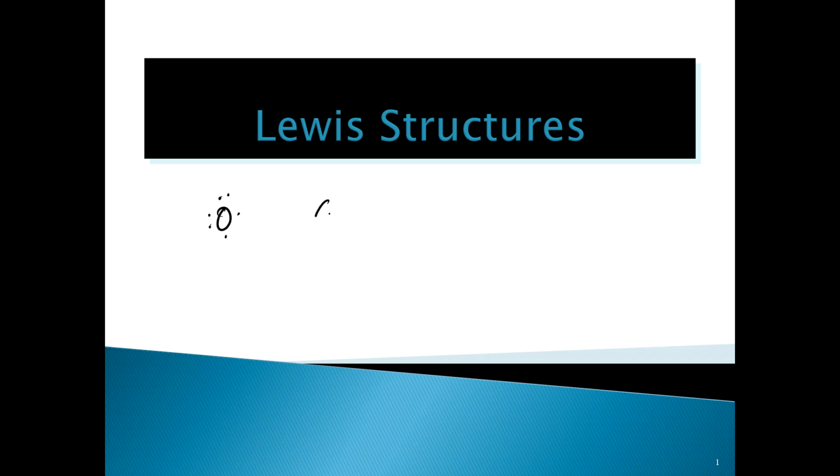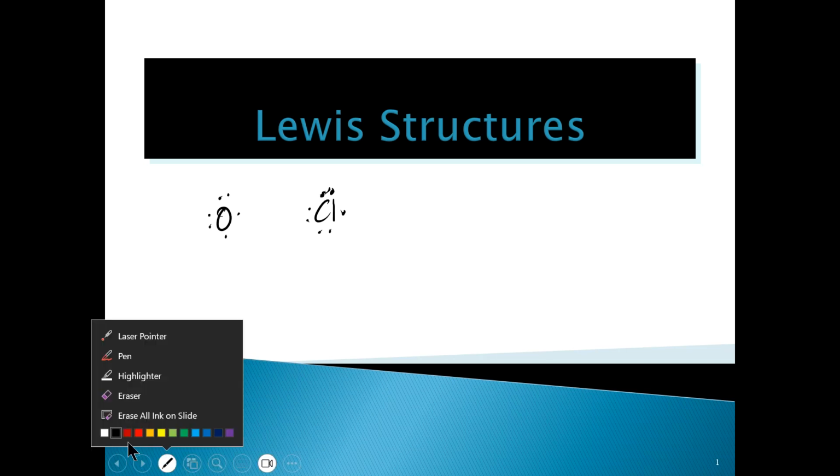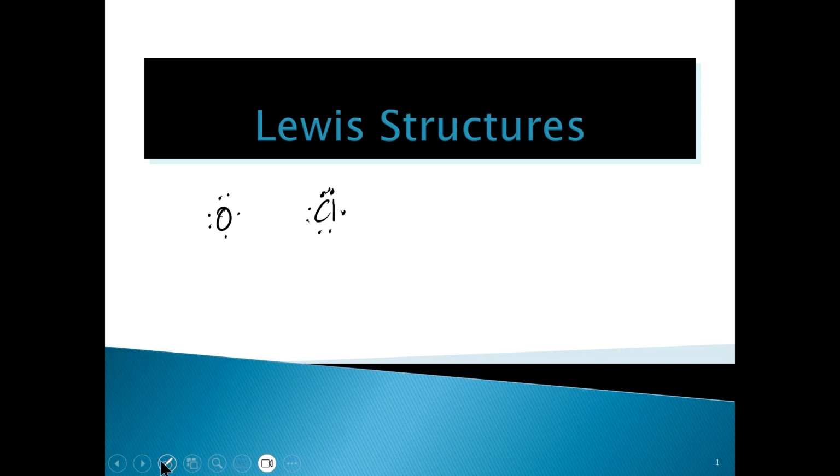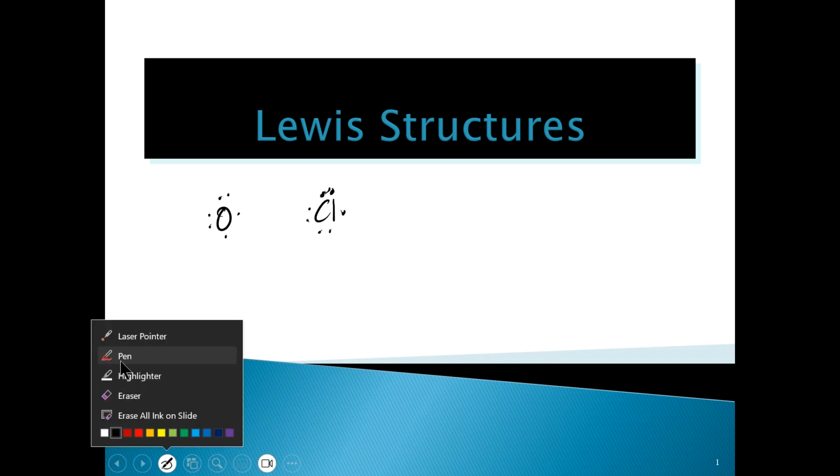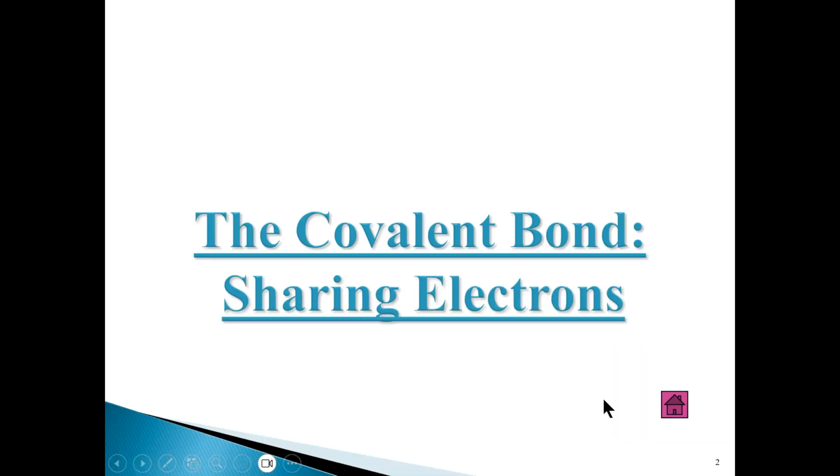Or in the case of chlorine, it would be this, where the dots represent the valence electrons, all right? So that's basically how we draw the Lewis symbols for individual atoms. But now we're going to look at how we do the same thing for molecules. Okay, so that's what we'll be looking at.